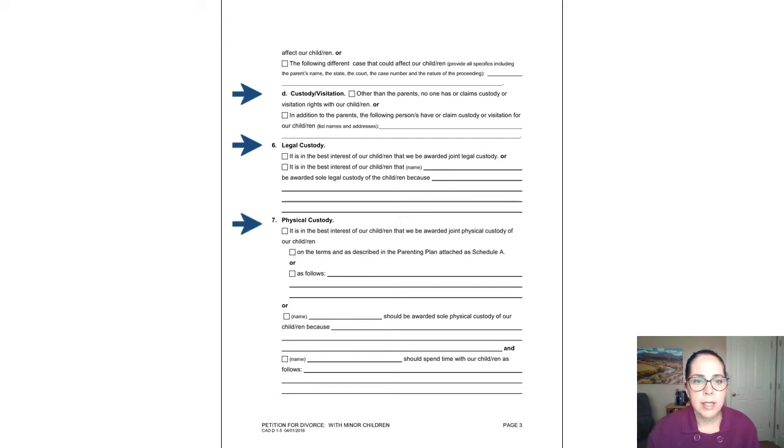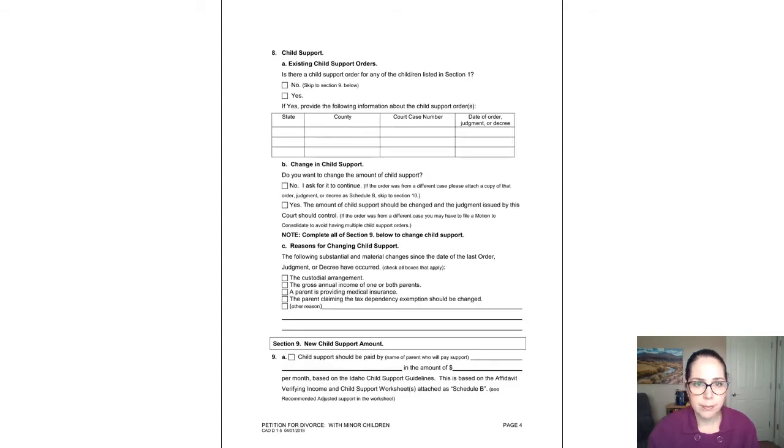Paragraph 7 is addressing physical custody. This refers to the right and responsibility to spend time with and provide care for the children. Again, you have the option to ask for joint custody on the terms of the parenting plan that you would attach as Schedule A, detailing the custodial arrangement, or you could ask for sole physical custody. Again, if this is an option that you would be asking for, please speak with an attorney.